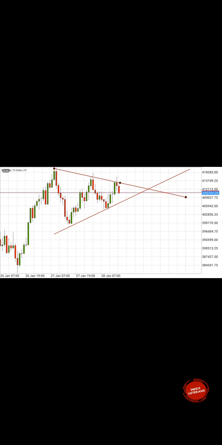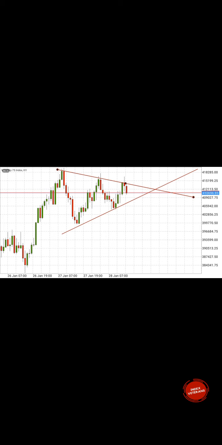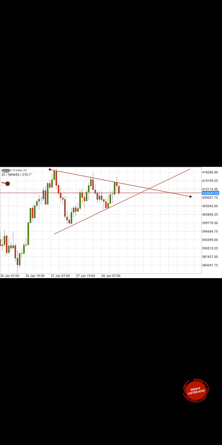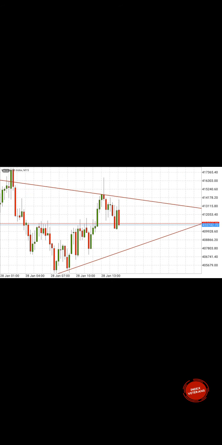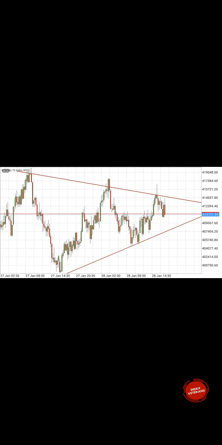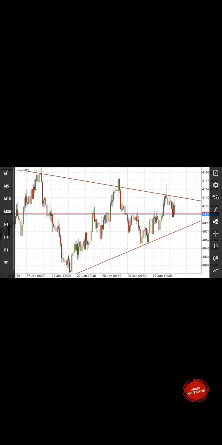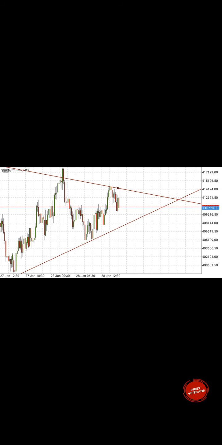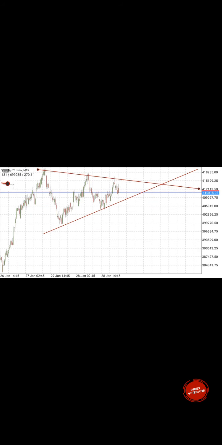This line is supposed to be on the body of the candle, guys, not on the wicks. Don't press on the wicks. So if you go to a 15-minute time frame, you will have to place it also on the body. So you have to change your line, and it will be like this.